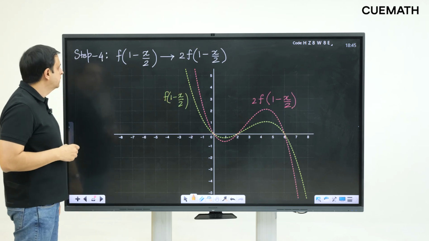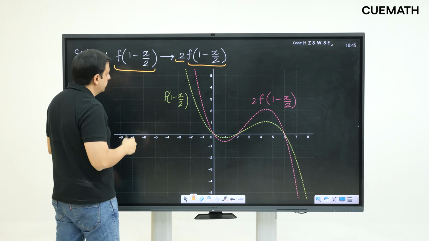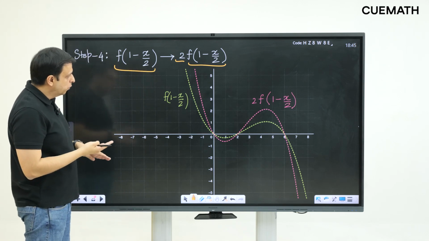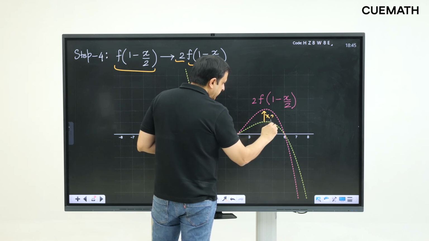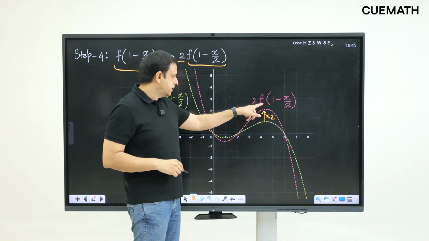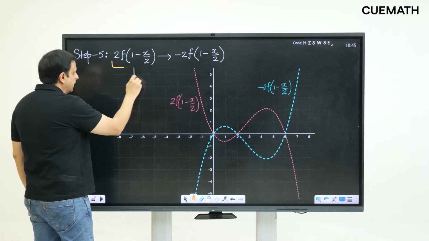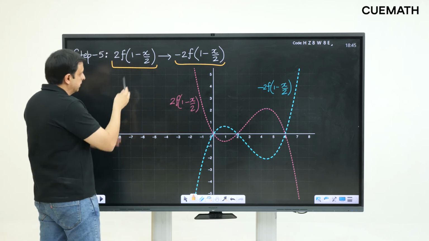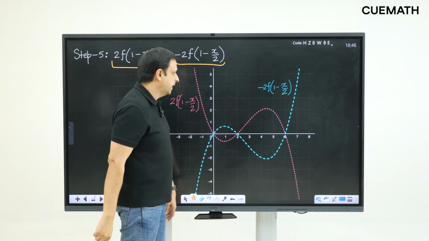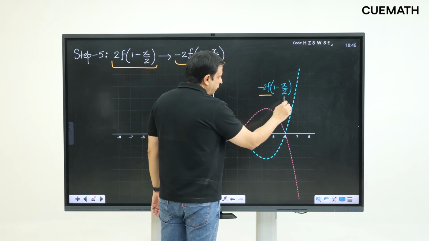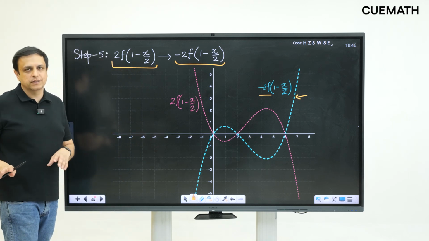And then in the next step, you modify this to twice of the same thing. That is a vertical stretching. This is my original function. I am vertically stretching it by a factor of 2 to get 2f(1 - x/2). And then in my last step, I am transforming this to the negative of the same thing. You take this function and then you reflect it about the x axis, and that gives you -2f(1 - x/2), which is the function we desire. So 5 transformations in total.